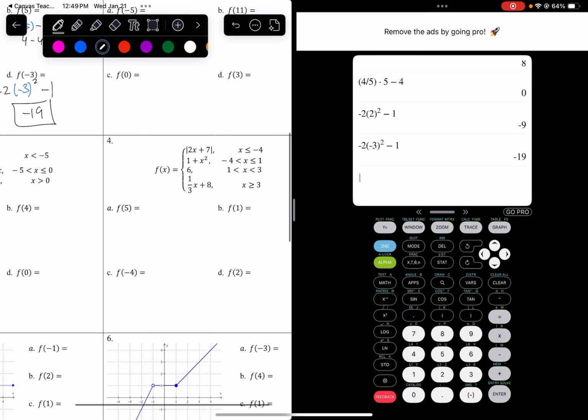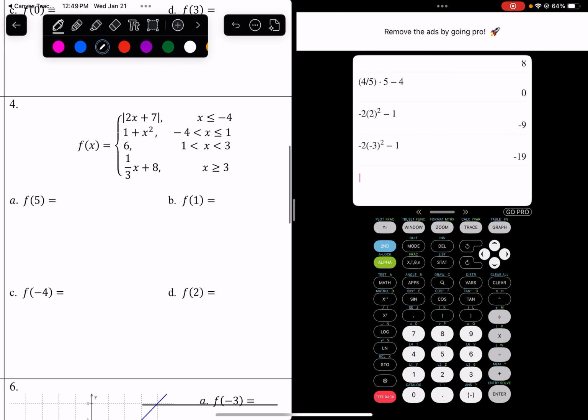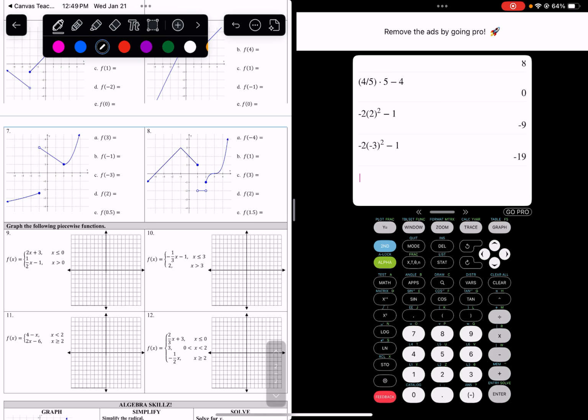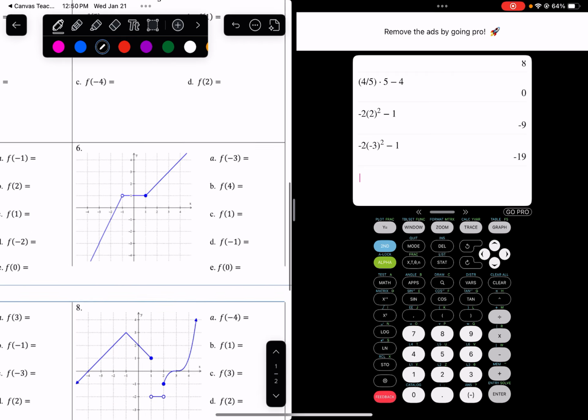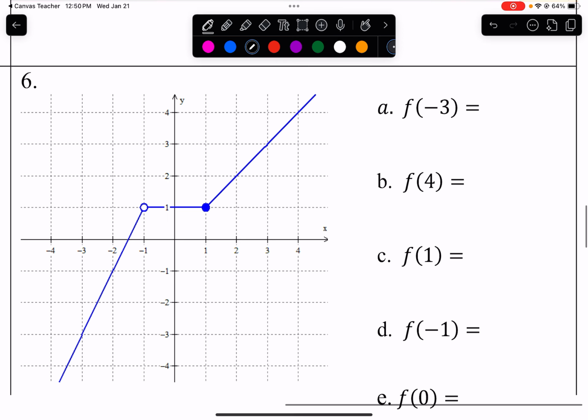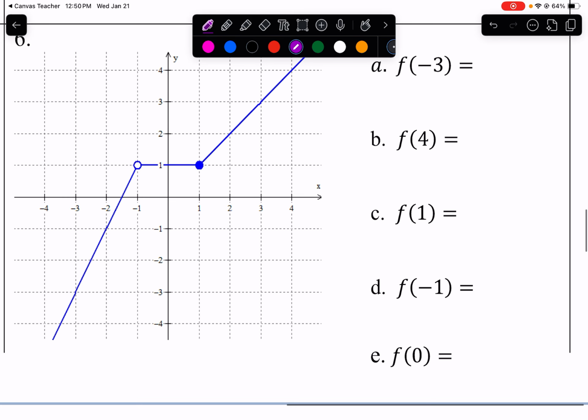All right, let's go ahead and do 6. So here we're evaluating a piecewise function from a graph. Before it was from the actual written algebraic function. So here I need to go to an x value of -3. So I go to an x value of -3. My output here is -3.